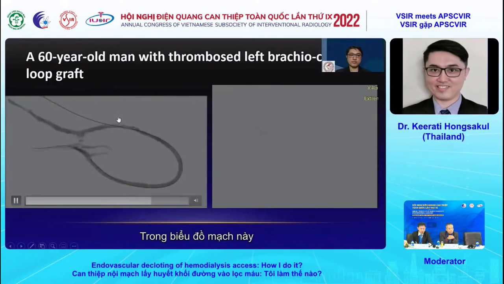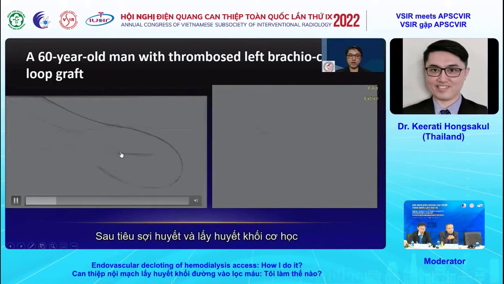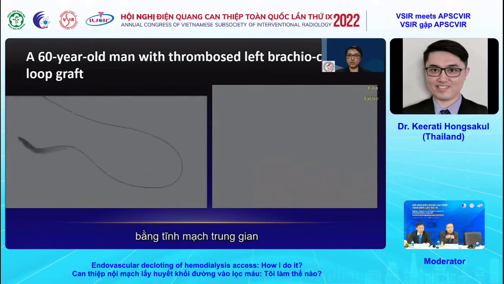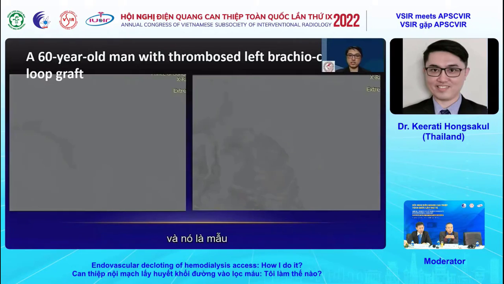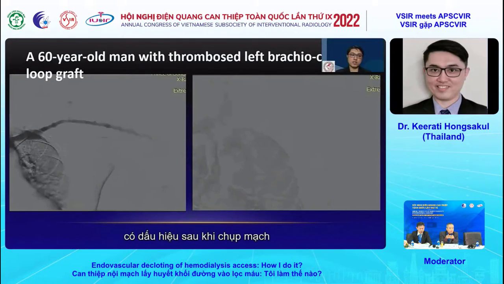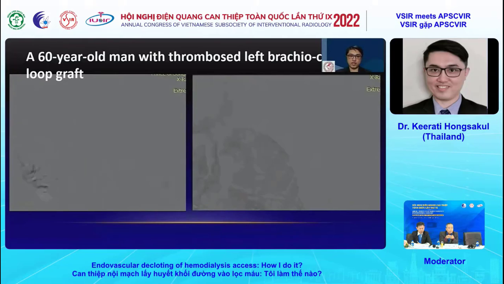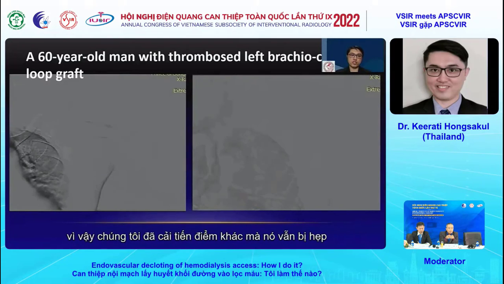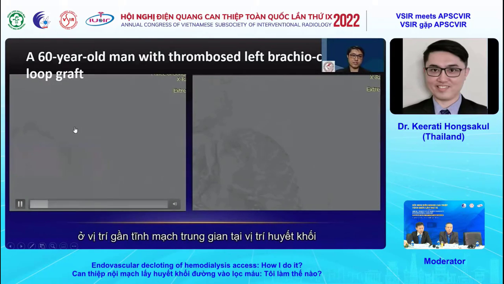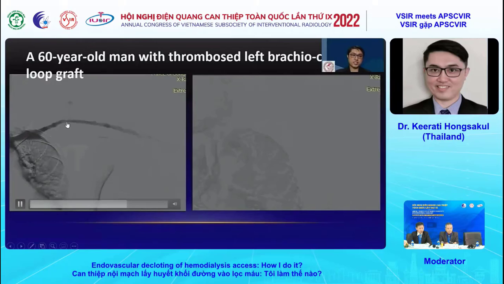And this angiogram after lysis of the clot, after removing the clot by mechanical thrombectomy, is quite good. And the cephalic vein is also patent. However, after this angiogram, we found the access still is pulsatile, with no thrill. So we looked for another point that may still be stenotic. We found a stenosis near the cephalic arch with some thrombus embolized here.